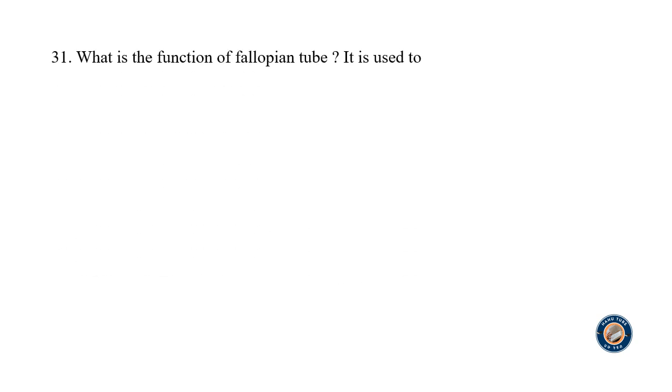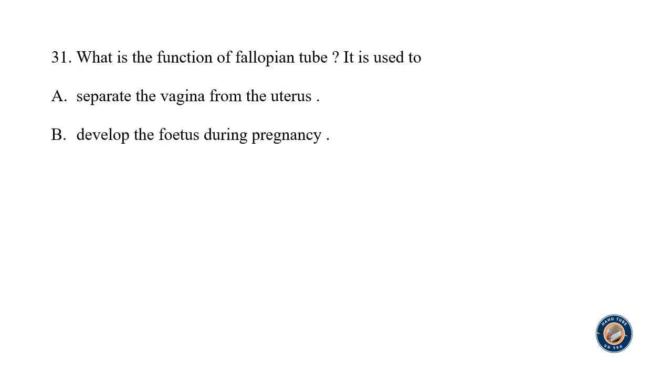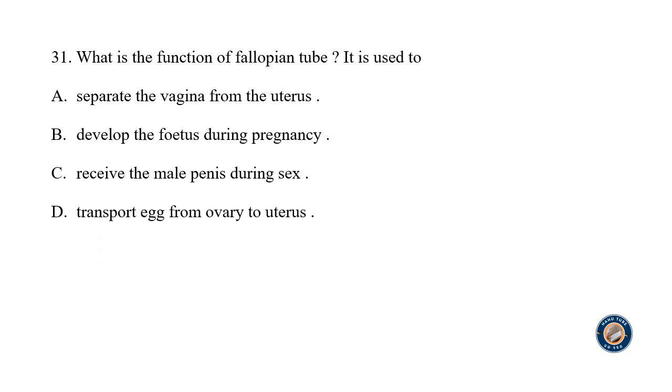Question number 31. What is the function of fallopian tube? It is used to A. Separate the vagina from the uterus. B. Develop the fetus during pregnancy. C. Receive the female penis during sex. D. Transport egg from ovary to uterus.